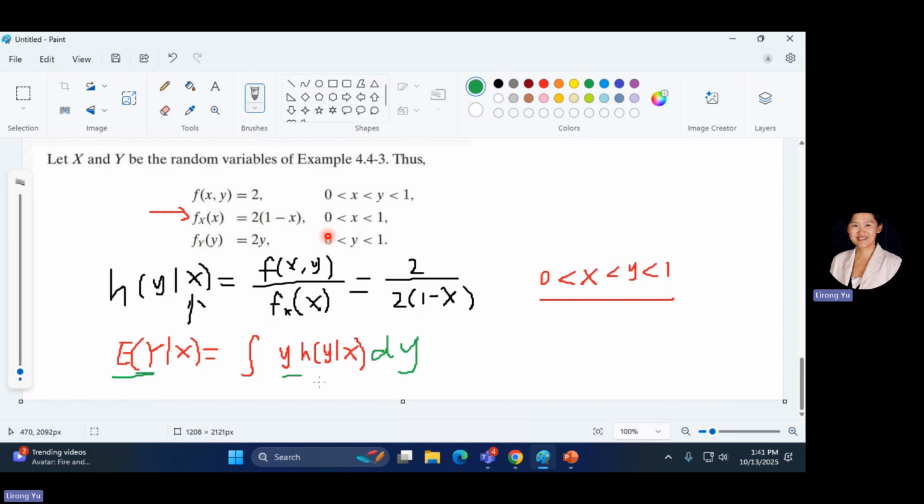Whenever we do that, we still have to identify the proper integration boundary. In this case, the expectation of y given x should be a function of x. So the x is still going to be the variable. So this calculation will end up giving us, instead of a number, a function of x. Okay, let's see.